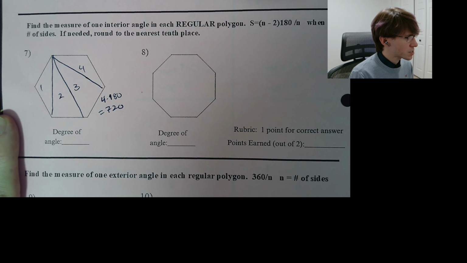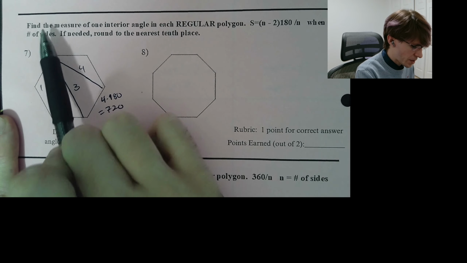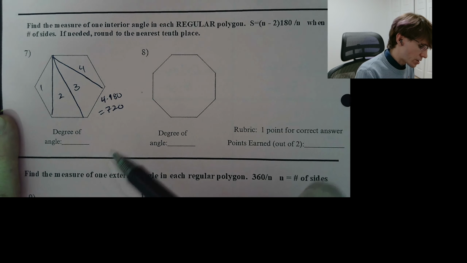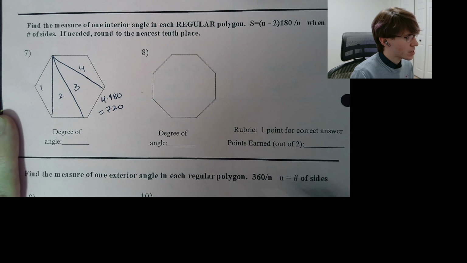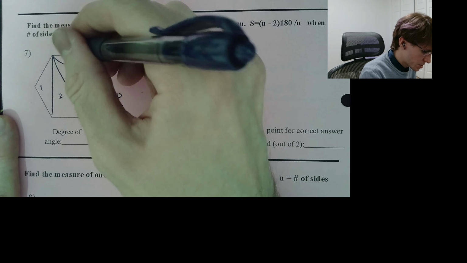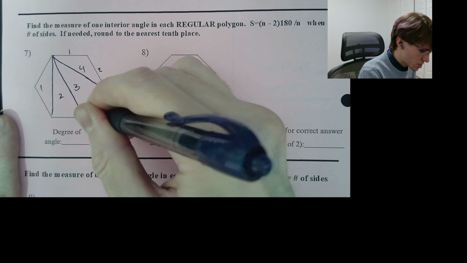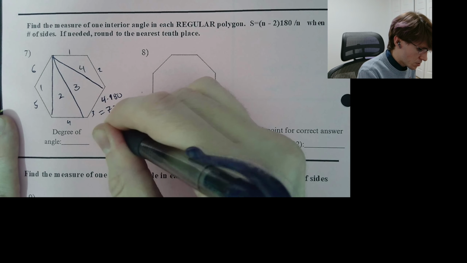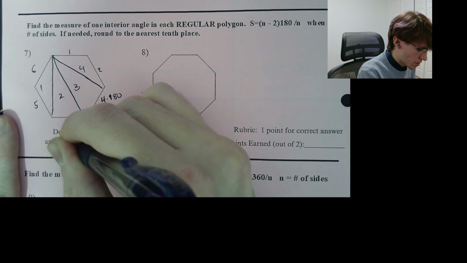However, the question is not asking for the sum of all of them. It is instead find the measure of one interior angle. So because you're trying to find one interior angle, and these are a regular polygon, remember the word regular means all those angles are the same. You take this total and divide by the number of sides. So you actually end up needing to write down that there are 6 sides anyways, because you end up doing 720 there divided by 6 to get that 120 degrees final answer.